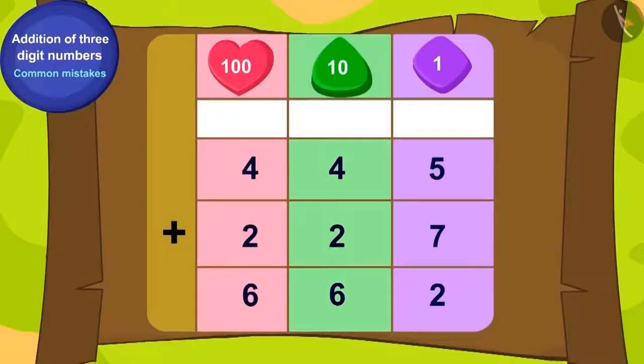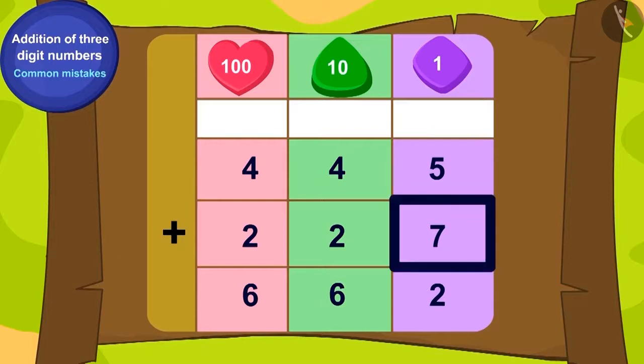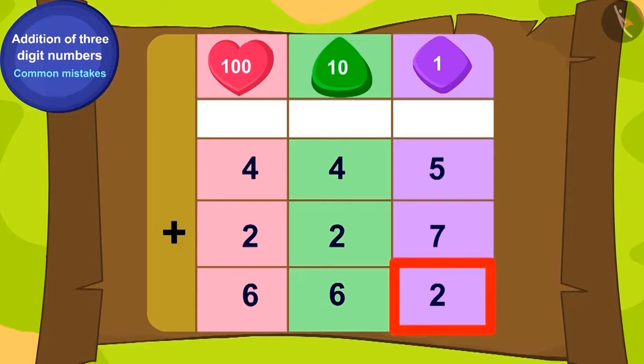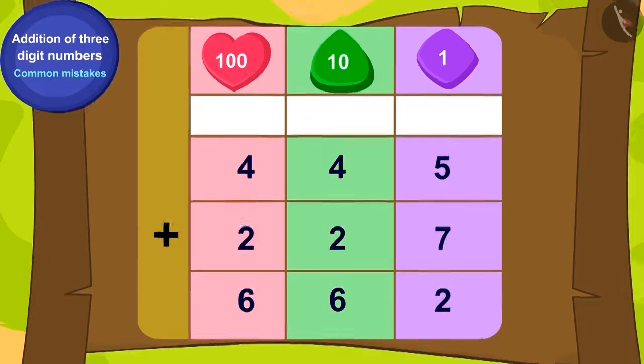Is this addition correct? Yes, you have rightly found out that this addition is incorrect. Can you tell what went wrong here? Here, while writing addition of 5 ones and 7 ones as 12 ones, we forgot to write the carryover of 1. Can you write the addition correctly?